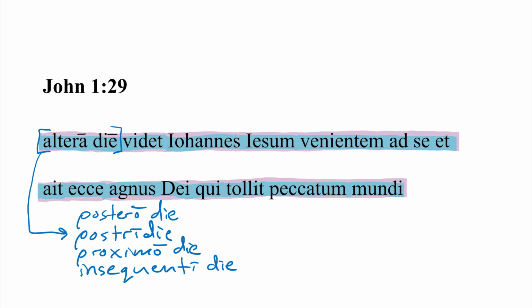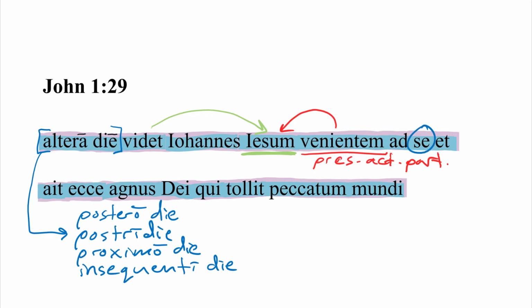Altera die, on the next day, videt Johannes Jesum. John sees Jesus. Venientem, agreeing with Jesum in the accusative. This is our present active participle from venio, venire. Ad se. Here we have our reflexive pronoun. We haven't seen much of this so far, but it's a very useful one to know.